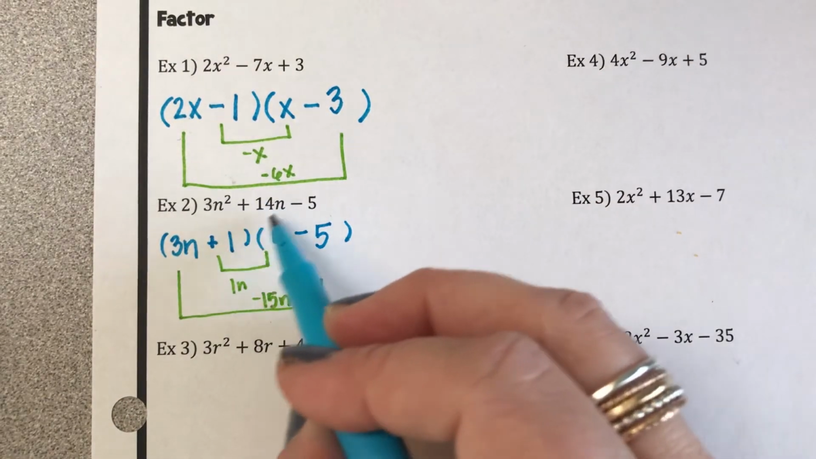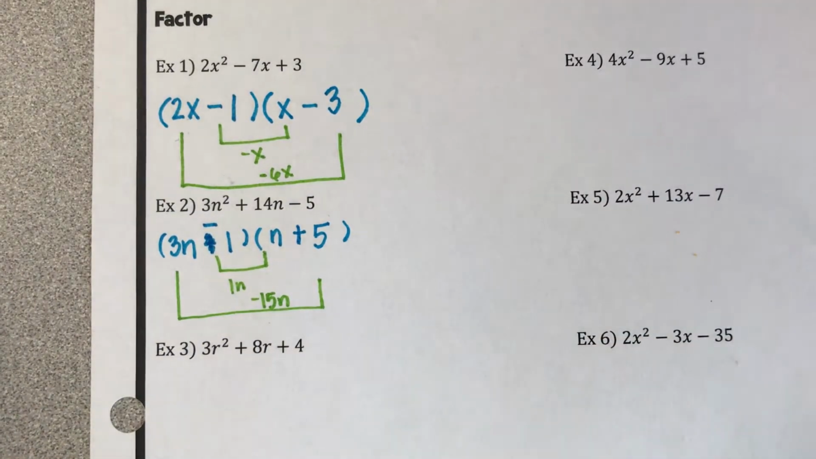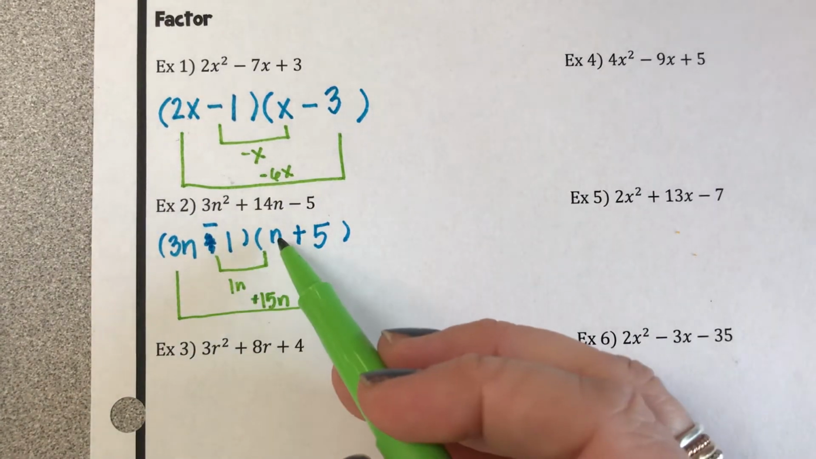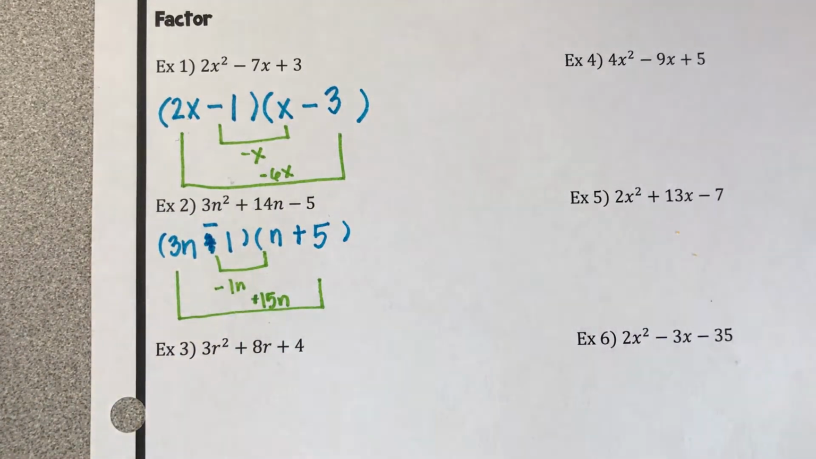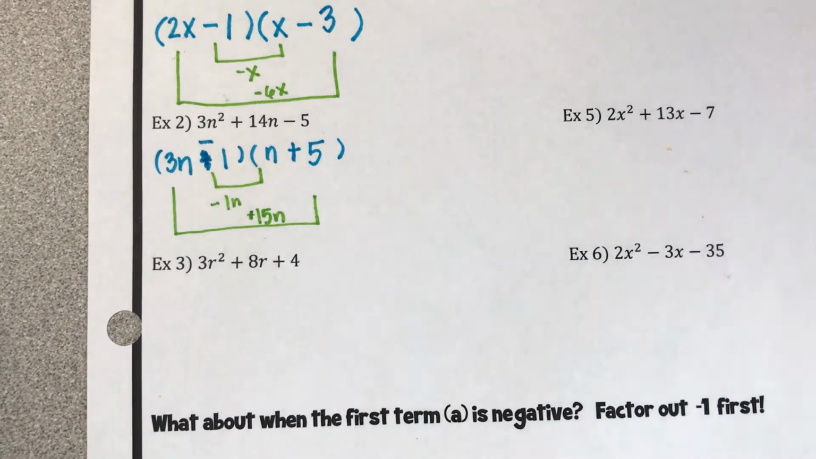I want +14 in the middle, so I'm just going to change those signs. So now 3 times 5 is +15. -1 times n is -1n. 15 minus 1 is 14. So I know I did it right. Aren't these fun? Okay, let's look at number 3.